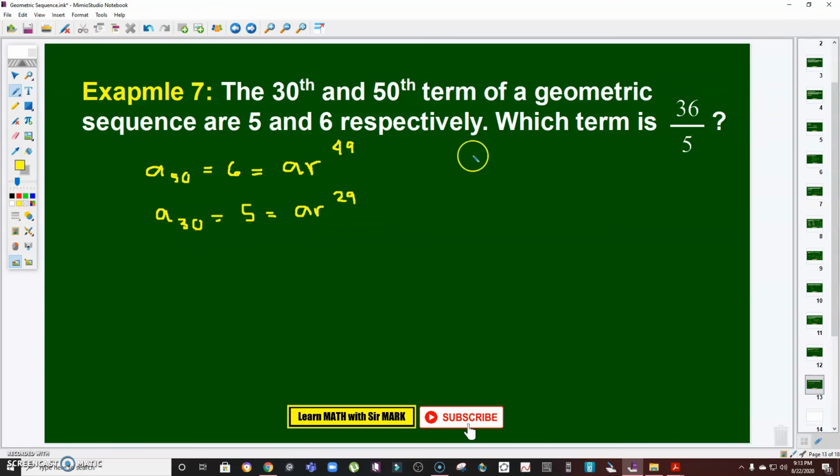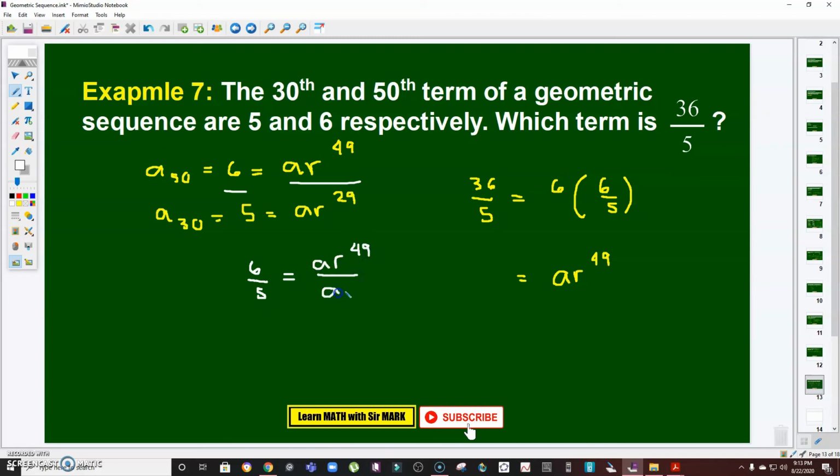Now, the trick is this. Take note, 36 over 5 can be broken down into 6 times 6 over 5. See that? Now, take note, that 6 is a r raised to 49, right? Now, the question is, what is 6 over 5? Simple. I'll just divide this. So, that will be 6 over 5 equals a r raised to 49 over a r raised to 29. And clearly, I can cancel here the a. So, what will be left here is, 6 over 5 is r raised to 20. See that?